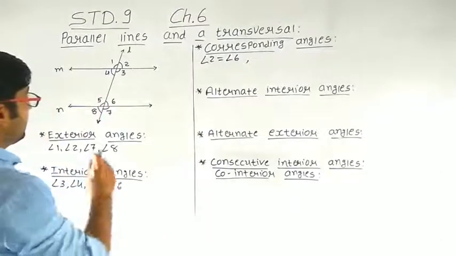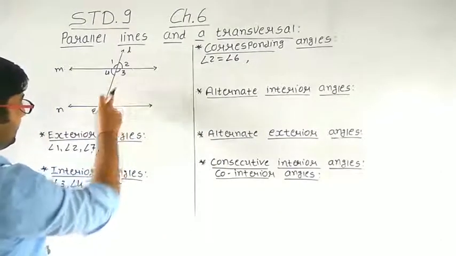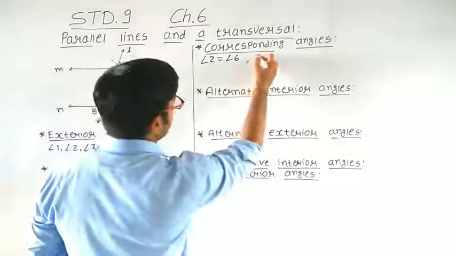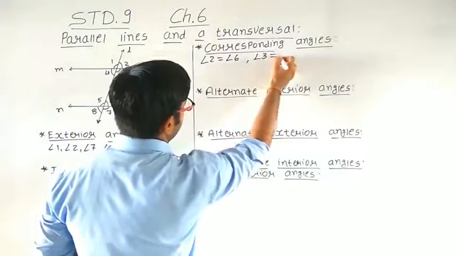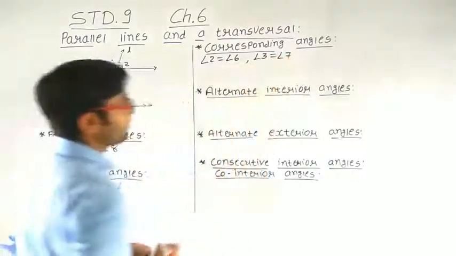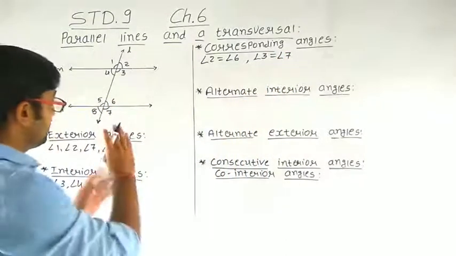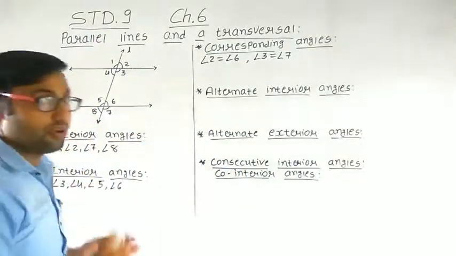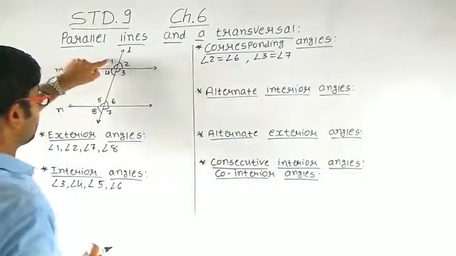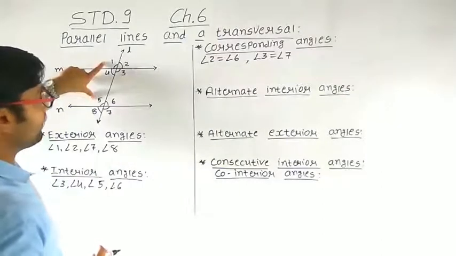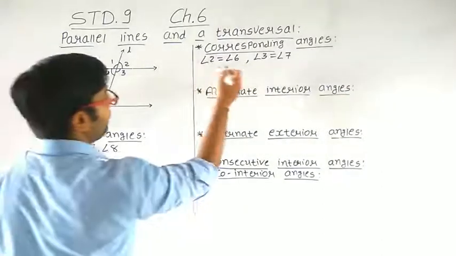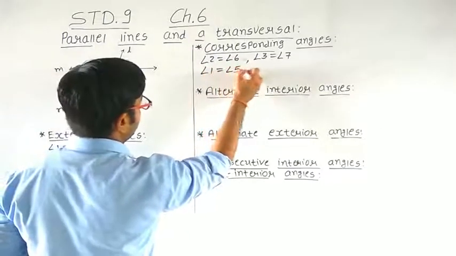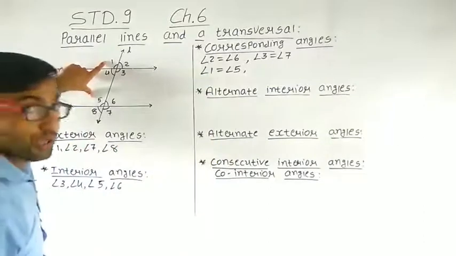In the same way, angle 3 and angle 7 are also a pair of corresponding angles, and they both have the same value. This is about the right hand side of the transversal. Now see the left hand side of the transversal. Here also angle 1 and angle 5 are a pair of corresponding angles, so angle 1 is equal to angle 5. Both these angles are also equal.